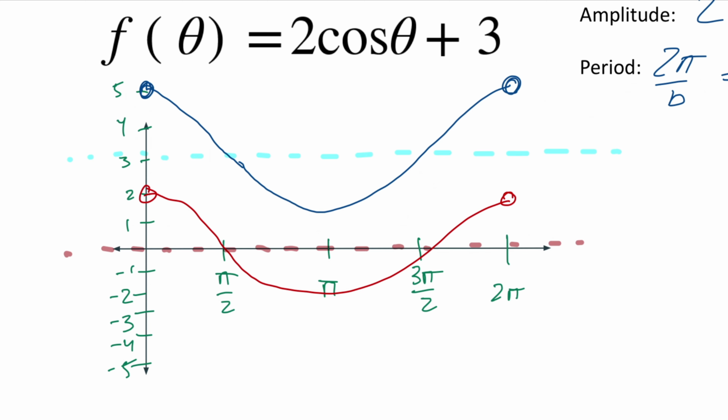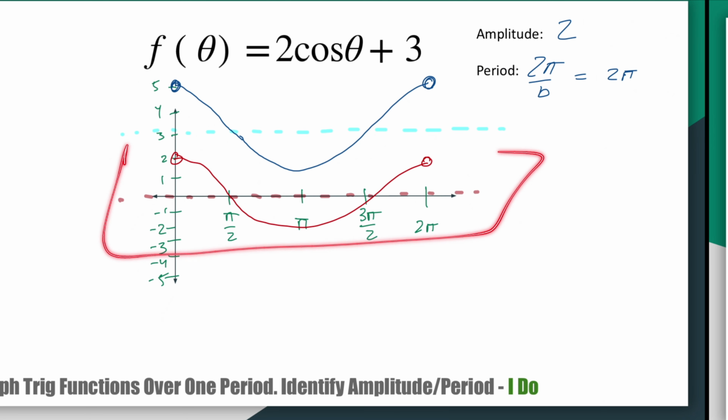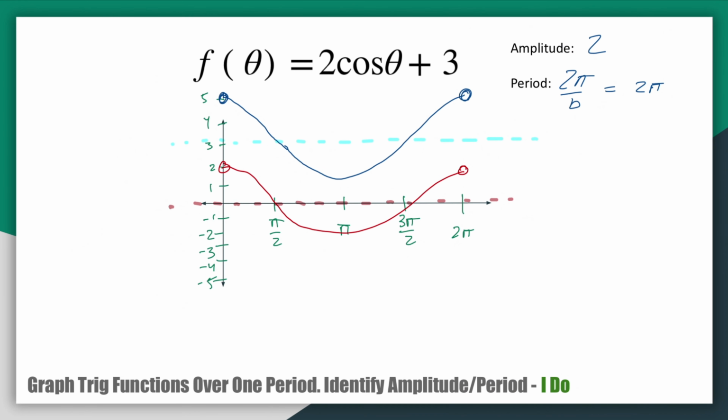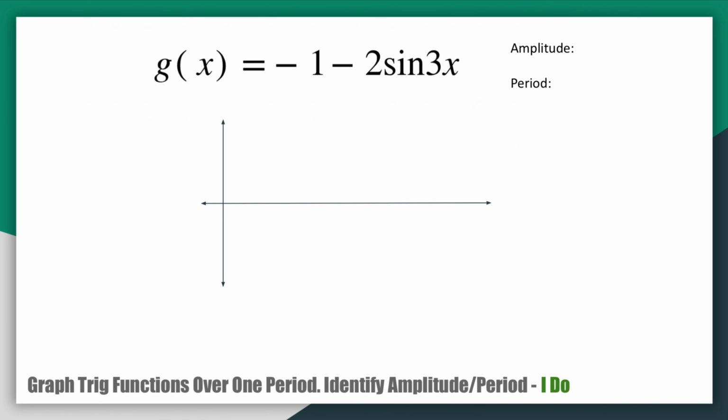You want to draw just your original function with the amplitude. If there's a phase shift, you should do that next, and then do the vertical. I highly recommend drawing your midline out, okay? It just makes it easier to see where it should cross, all right? Okay, so that's one. Let's do another one.